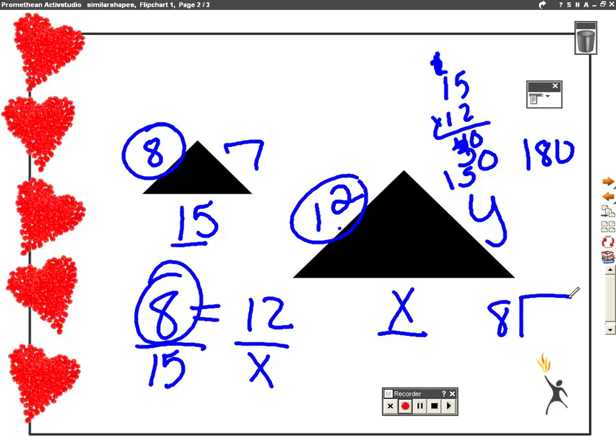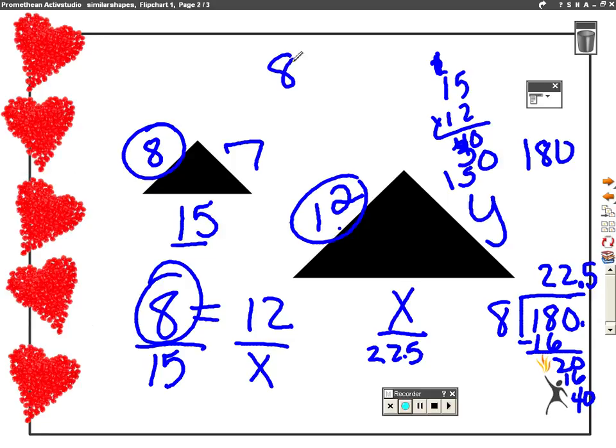So 8 goes into 180. Okay, so 8 goes into 18 2 times. That gives me 16. 8 goes into 20 2 times. That gives me 16. Decimal point because I'm at the end of the number. And then 8 goes into 40 5 times. So the answer for x is 22.5.